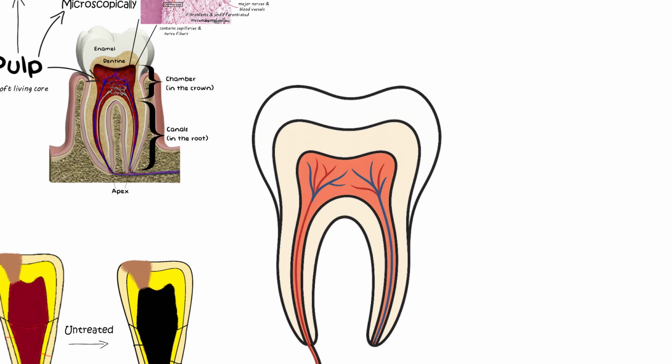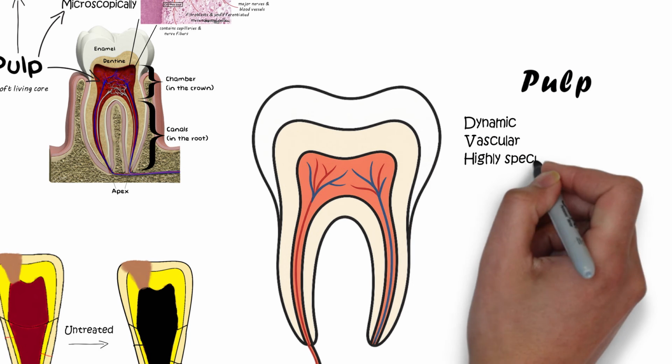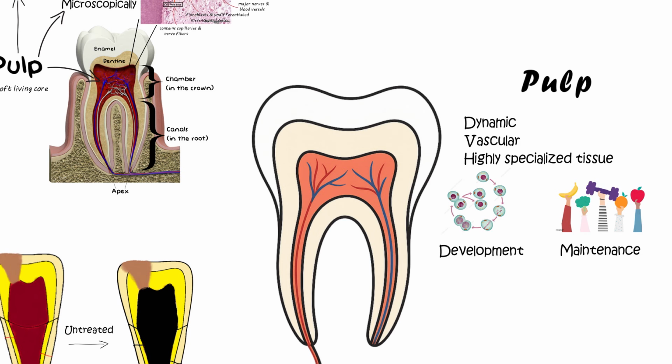In summary, the dental pulp is far more than just the inside of a tooth. It's a dynamic, vascular, and highly specialized tissue essential for development, maintenance, and protection of the tooth throughout the tooth's lifetime.